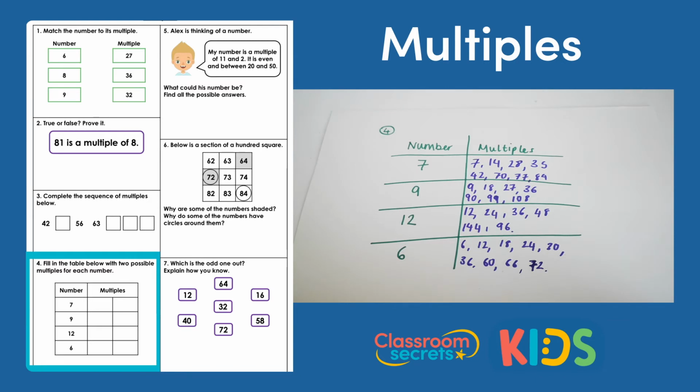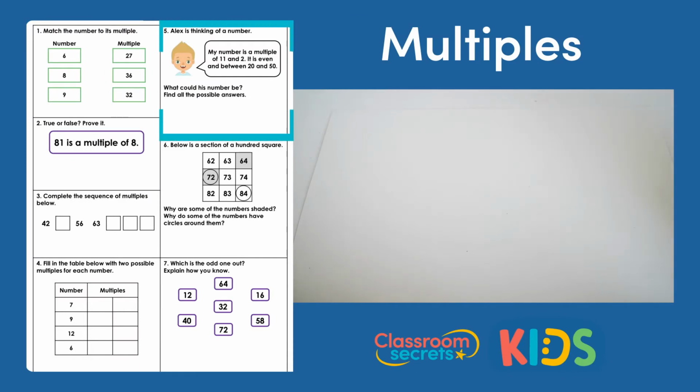Again, it's entirely up to you, as long as your 2 numbers are multiples of that number in the left-hand column. Question 5 says, Alex is thinking of a number. My number is a multiple of 11 and 2. It is even and between 20 and 50. What could his number be? Find all of the possible answers.